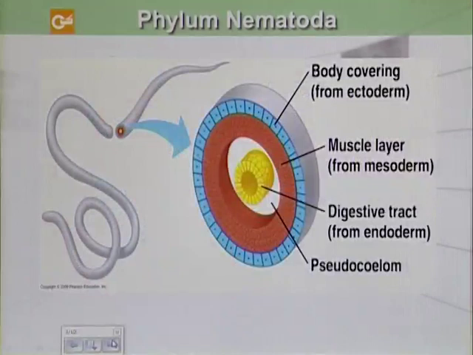We can see here that there is development of more advanced layers as we move from simple organisms to complex organisms. There is a body covering which is made from ectoderm, and then there is a muscle layer which is formed from mesoderm, and then there is a digestive tract which is formed from endoderm, and then we can see here the distinguishing character, the presence of pseudocoelom here.